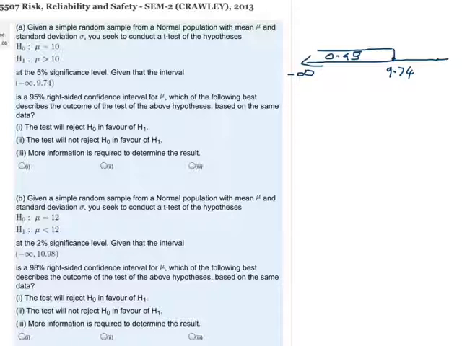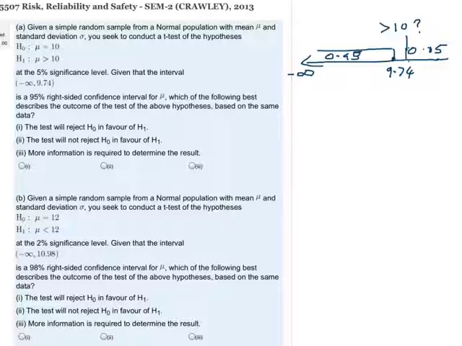And now we want to try and prove that mu, so we know that there's 0.05 in here. Now we're trying to prove that mu is greater than 10, with a 5% significance level. So can we prove that already? Well, I think we can.